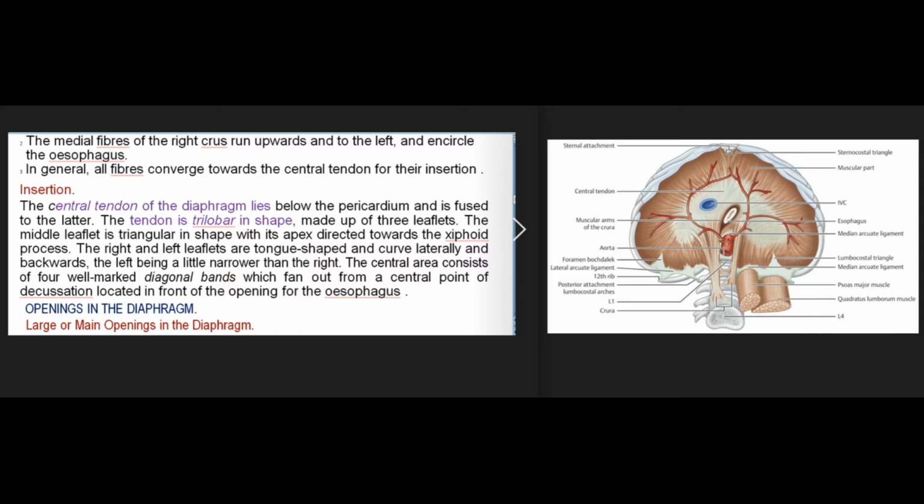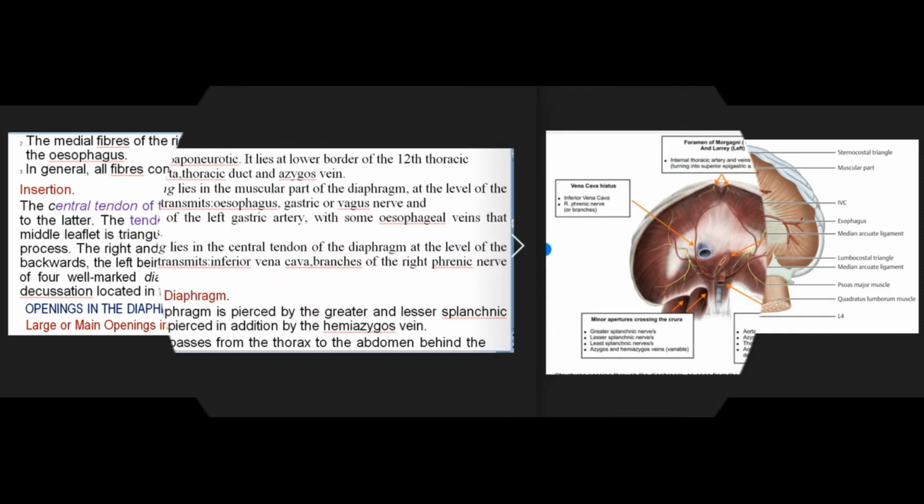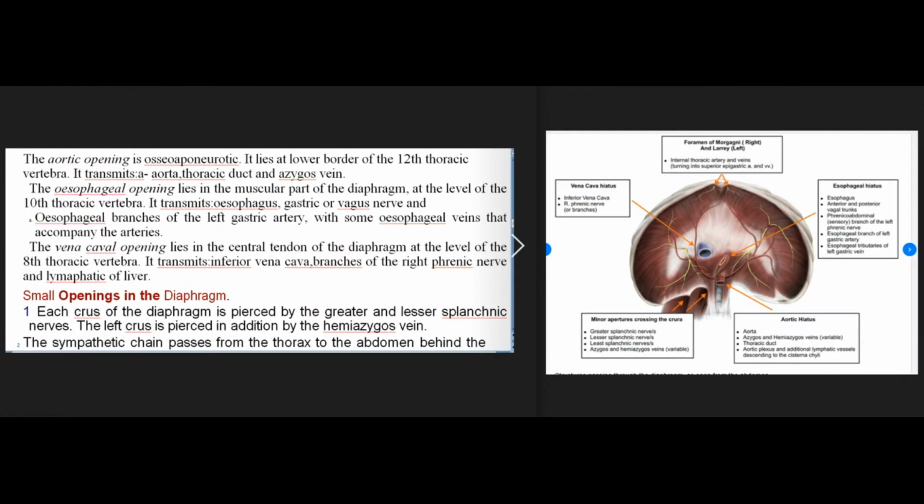Openings in the diaphragm. Large or main openings in the diaphragm. The aortic opening is osseo-aponeurotic. It lies at the lower border of the 12th thoracic vertebra. It transmits the aorta, thoracic duct and azygos vein.